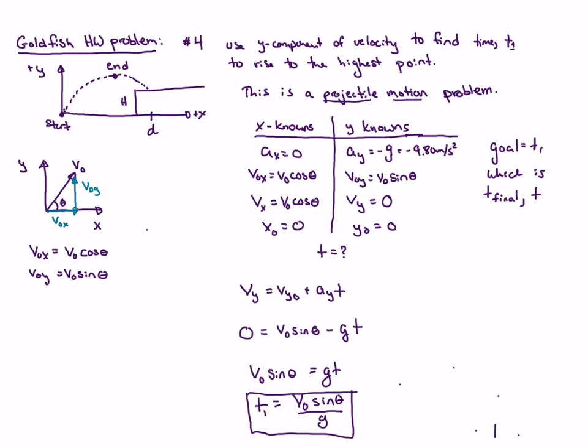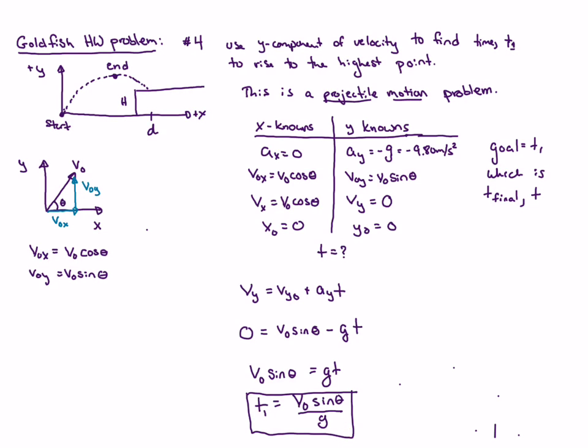Here's my algebra. I think I'm missing a minus sign. Oh, no, I'm not. I added gt to both sides and flipped the sign. And then I divided both sides by g to get to here. And then this is my final solution.